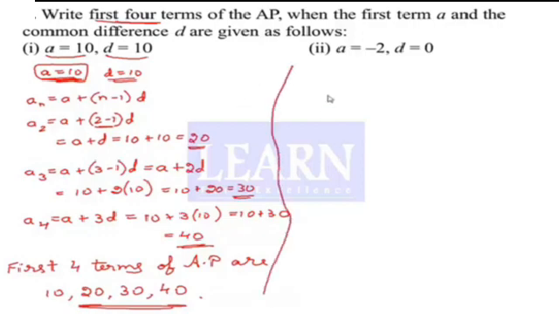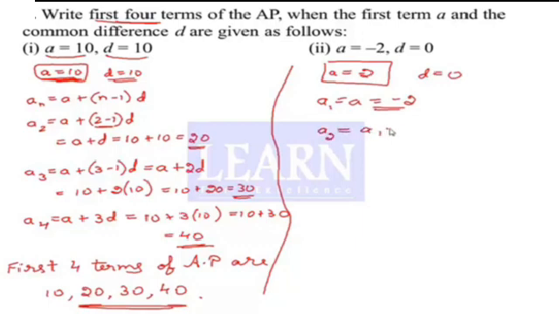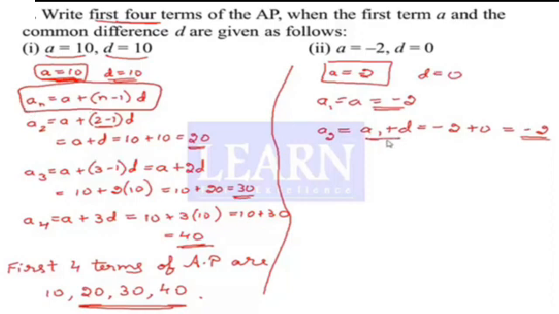We'll move to the next problem. Here they have given A equals minus 2 and D equals 0. Now instead of writing the formula again and again, we'll directly substitute it. A equals minus 2, which is nothing but A1. So A1 equals A equals minus 2. Now what about A2? A2 can be written as A plus D. Instead of writing the formula, we can directly substitute here. A is minus 2 and D is 0, so the value is minus 2.